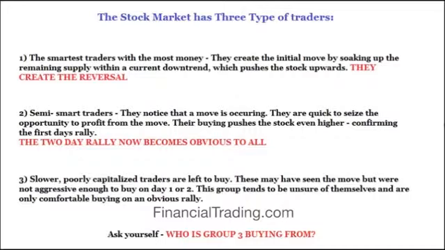Day number three, we've called them the slower, poorly capitalized traders. These are the ones that aren't confident enough to buy when the price is falling. They want to see quite an obvious rally before they jump in, and these are the ones, God bless them, they buy the peak of the rally every time. But this is what happens on day three, because they start buying because they're quite happy now.